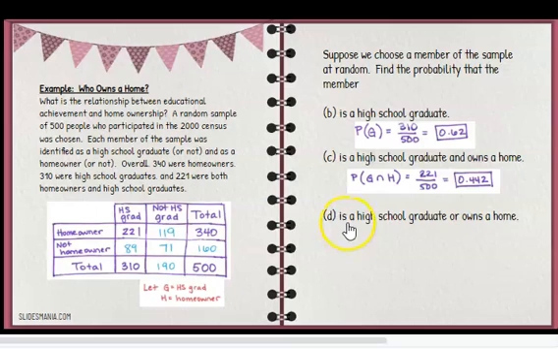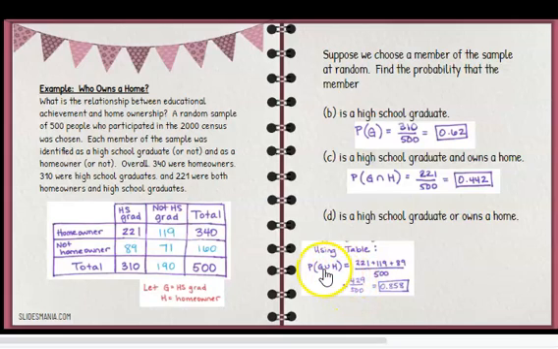Part D is a high school graduate or owns a home. Using the table, the or high school graduate is 221. High school graduates that do not own a home, okay? So I have to consider both.